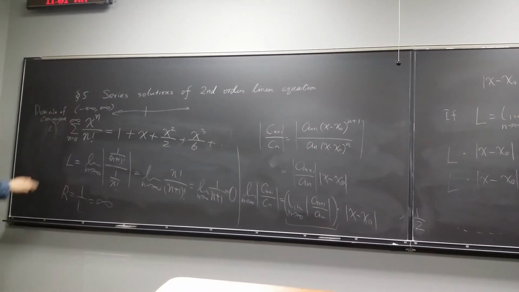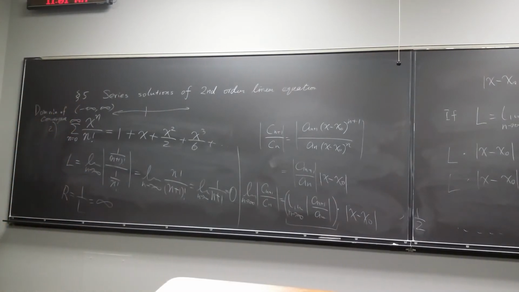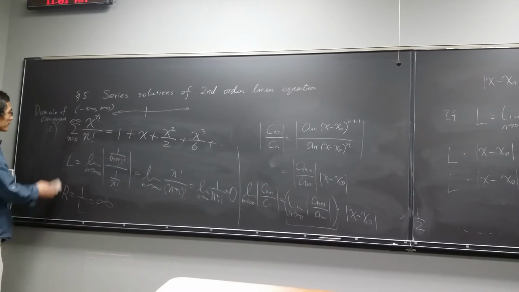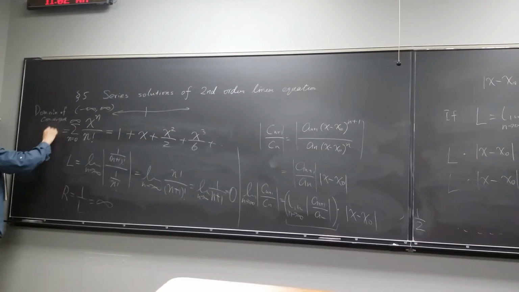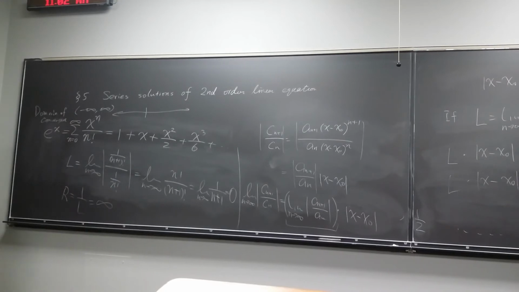And that means this power series converges for every x on the real axis. And that's really good, right? Because we want it to be convergent as much as we can. And if you remember, this is not a random function. This function is just an exponential function with e base. e is that 2.71828 number.